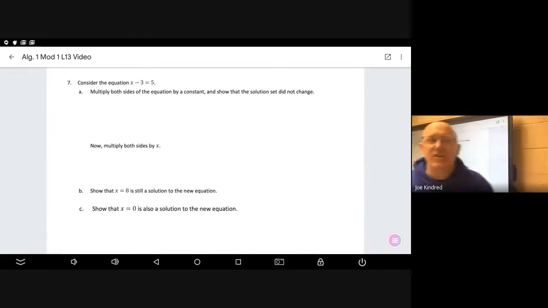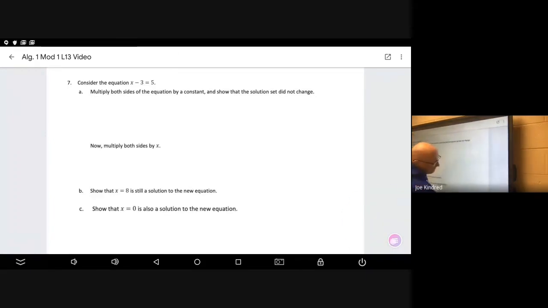We won't finish it, but this is from your book again. Let's consider the equation 3x minus 3 is equal to 5. The first thing it wants us to do is multiply both sides of the equation by a constant. And so what I'm going to do is choose any constant. It doesn't really matter what it is. What should we multiply by? Let's multiply by 7. So we're going to multiply by 7.